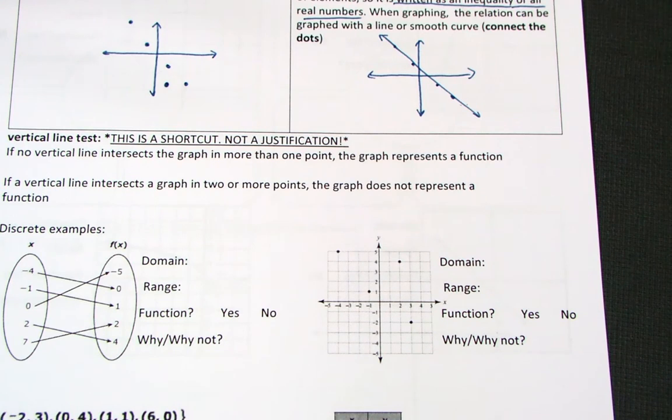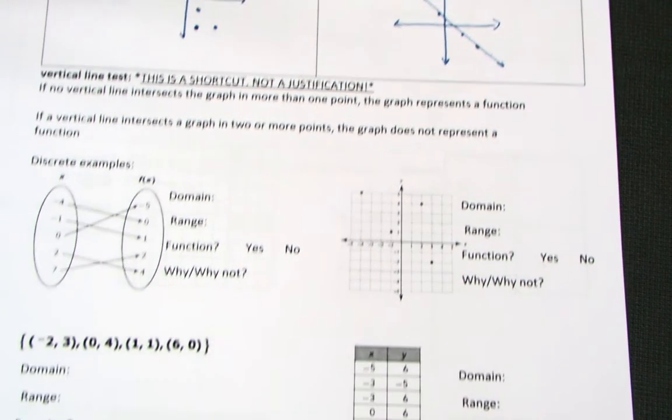We can relate that back to our relations here by saying that the input value, or the x values, can only be paired with one single y. Let's take a look at this example here.